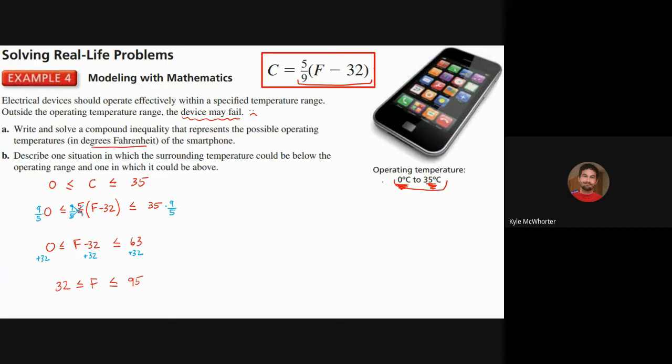So that means that the lowest temperature it's supposed to operate is 32 degrees Fahrenheit. And the highest it's supposed to operate in is 95 degrees Fahrenheit.